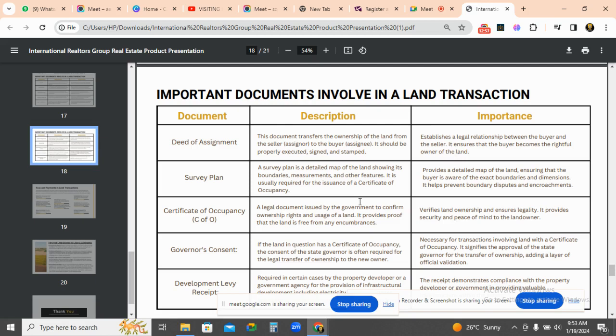Then, survey plan. A survey plan is a map of a land that shows the boundaries, the measurements, and other features involved in that land, for the issuance of a certificate of occupancy. What that does is that it gives you a lot of information about the land, such that there will not be any issue. You will know where the boundary of the land is. You understand, and you know everything about the land.